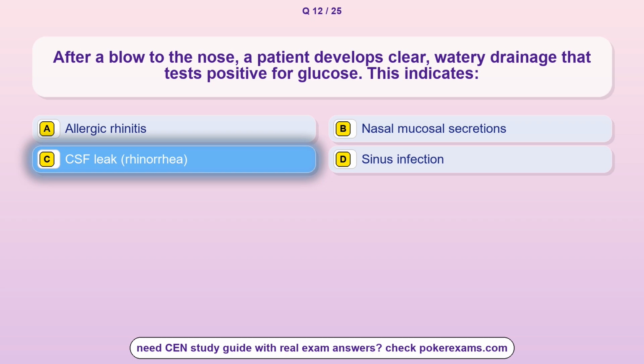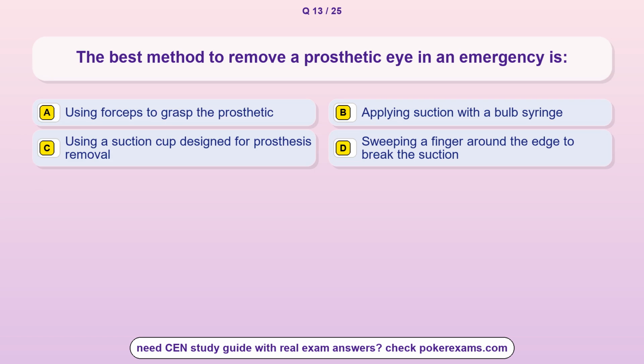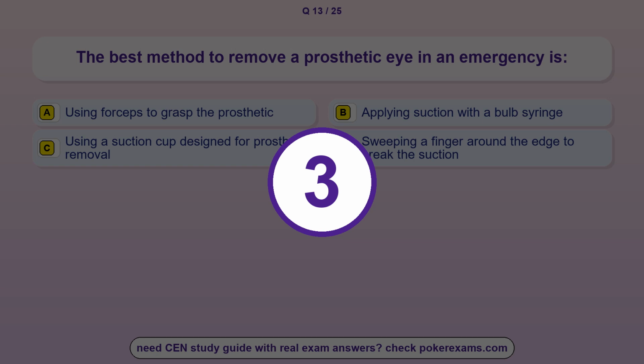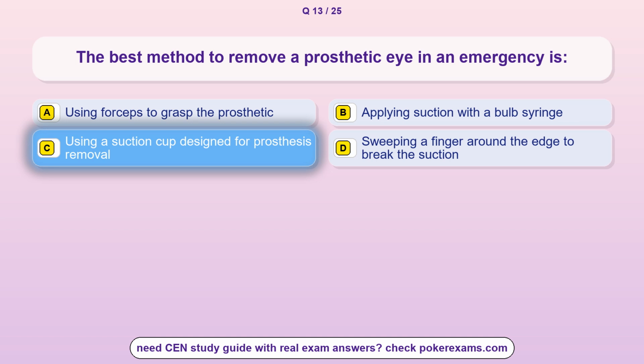The correct answer is option C, CSF leak, rhinorrhea. Question 13. The best method to remove a prosthetic eye in an emergency is option A, using forceps to grasp the prosthetic. Option B, applying suction with a bulb syringe. Option C, using a suction cup designed for prosthesis removal. Option D, sweeping a finger around the edge to break the suction. The correct answer is option C, using a suction cup designed for prosthesis removal.